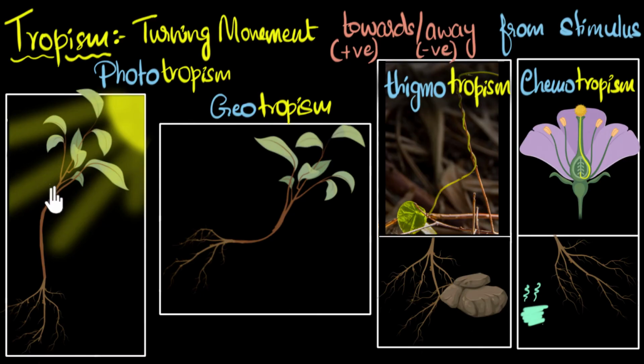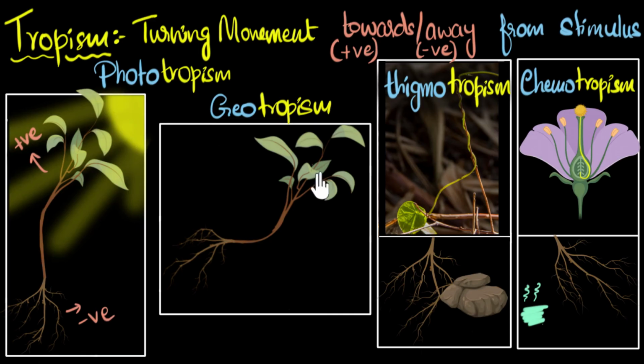So for example, if you look at the shoot over here, it is bending towards the sunlight. And so we will say this is positive tropism. So the shoots show positive phototropism. Does that make sense? Similarly, if you look at the roots, they are bending away from the sunlight, and therefore the roots show negative phototropism.